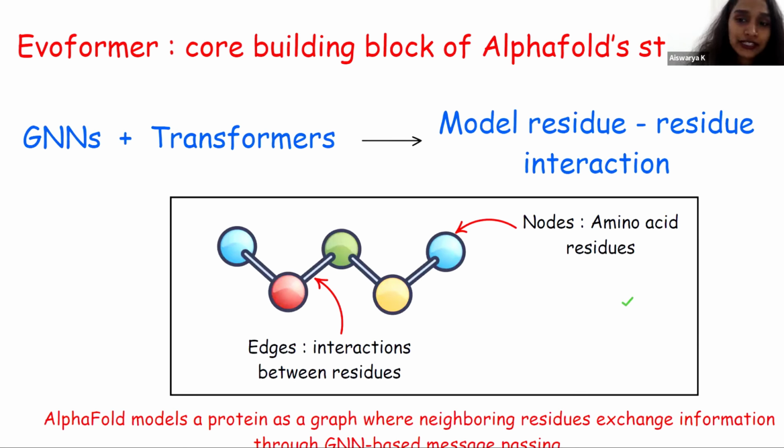Each node stores features from the amino acid type and the evolutionary information. AlphaFold models a protein as a graph where the neighboring residues exchange information through GNN-based message passing. GNN-style message passing helps residues talk to their neighbors, refining their positional understanding. The Evoformer block uses attention transformers to find long-range residue interactions. It uses message passing to update the node and edge embeddings. This is repeated for multiple layers so that each amino acid gradually learns its position in 3D. And finally, the 3D structure of the molecule can be predicted.